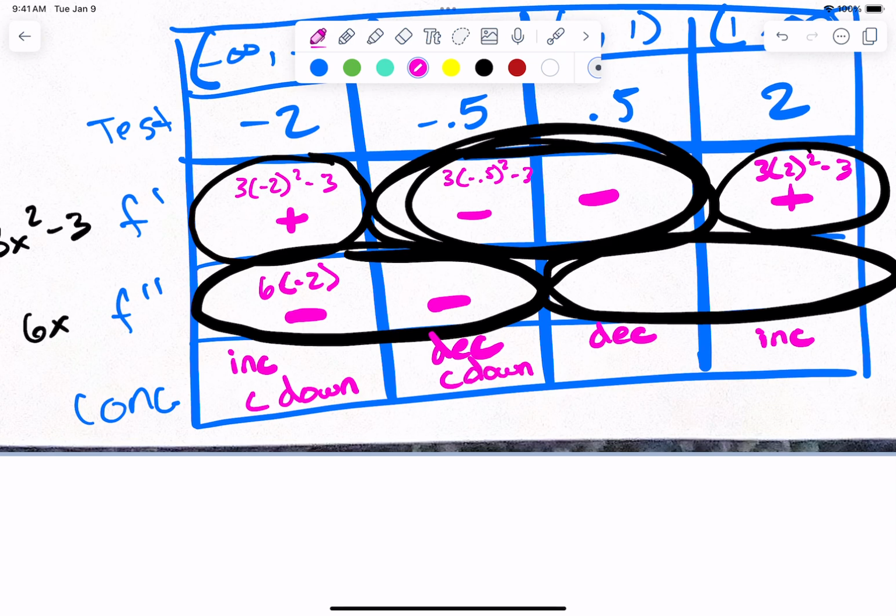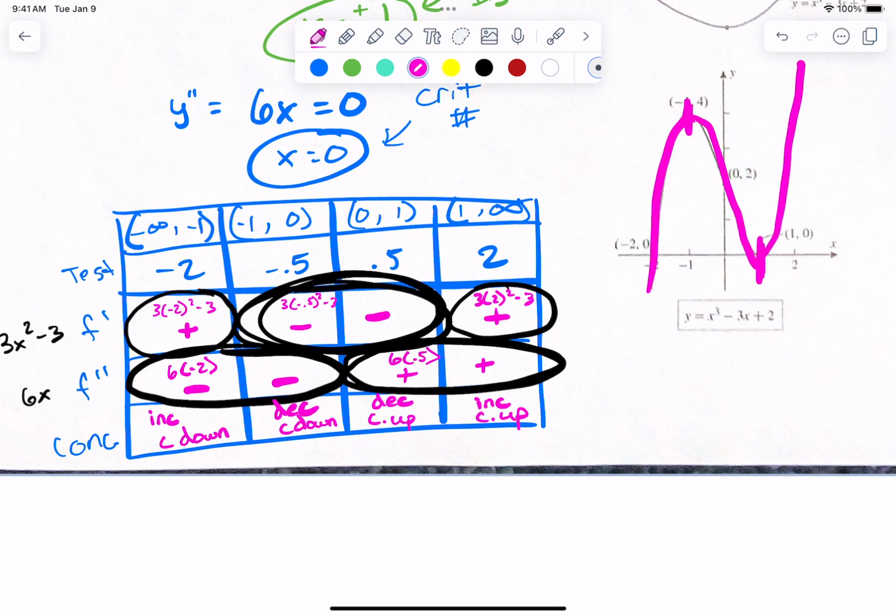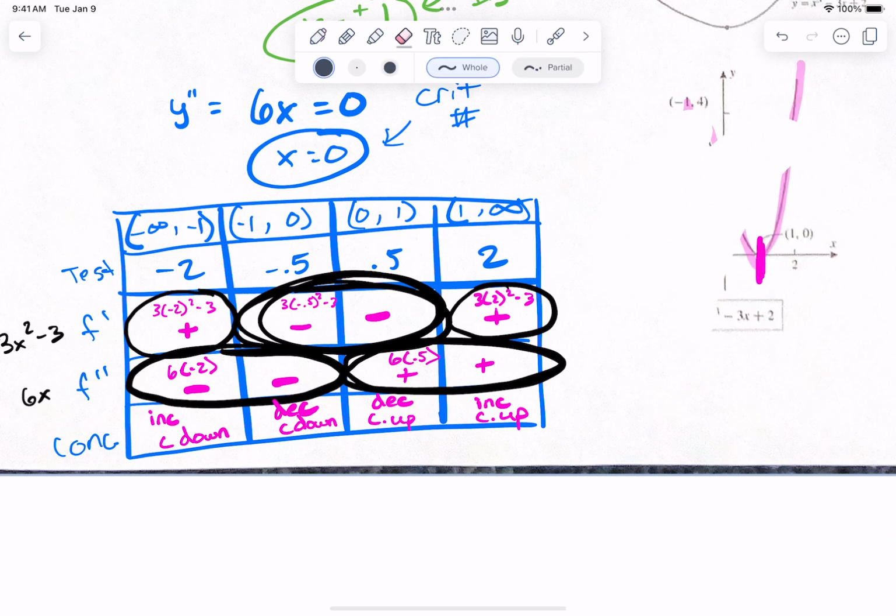Here, if I do 0.5, 6 times 0.5 is plus, so he is concave up, and concave up because this is also plus. Okay, so let's check. He is increasing first until he gets to negative 1, then he's decreasing till he gets to positive 1, then he's increasing again. We don't have any inflection points though. Looking at the graph, no, we don't.